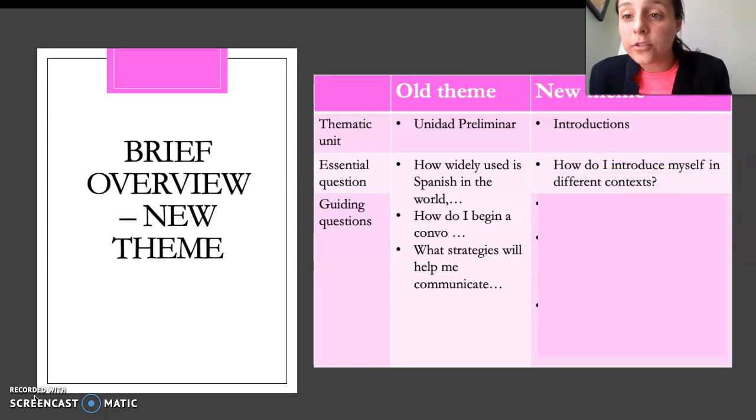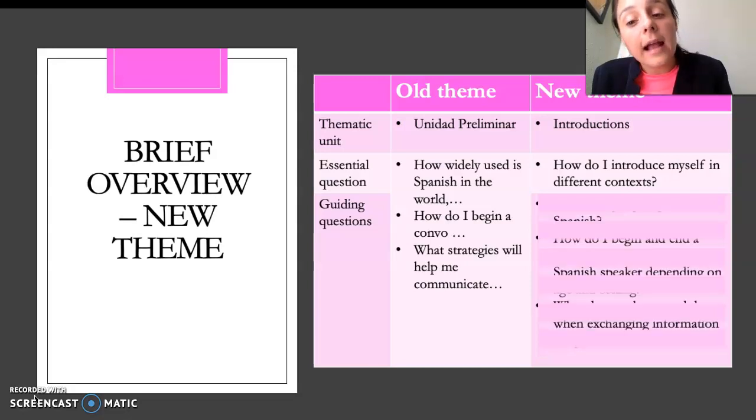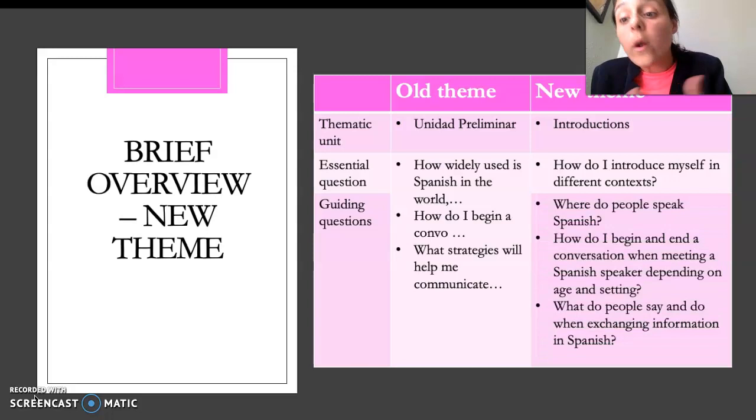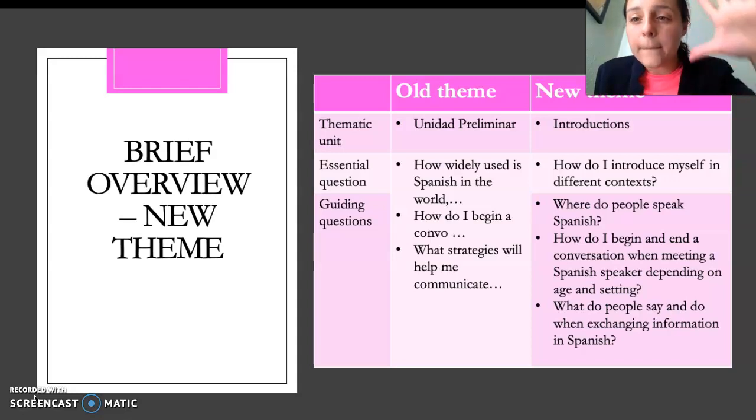So my essential question is, how do I introduce myself in different contexts? And then the guiding questions here are, where do people speak Spanish? How do I begin and end a conversation when meeting a Spanish speaker, depending on age and setting? And what do people say and do when exchanging information in Spanish? Thank you to my classmates and to my pragmatics course prior and to this course for helping me make a unit that I believe is stronger and more authentic for this intro level Spanish course.